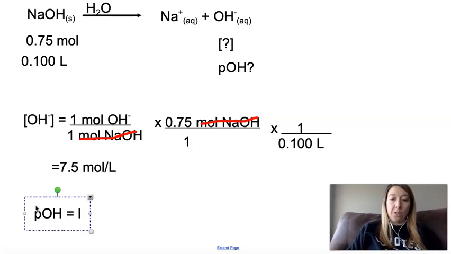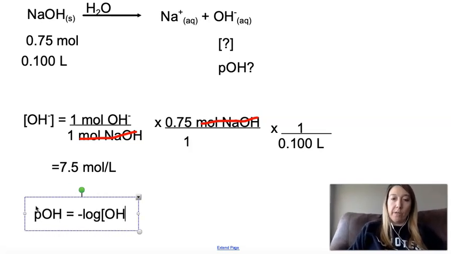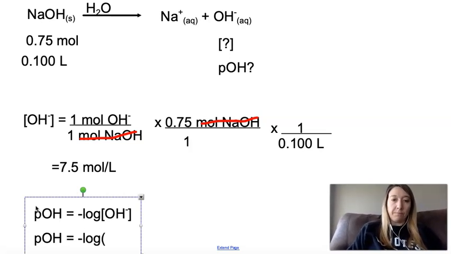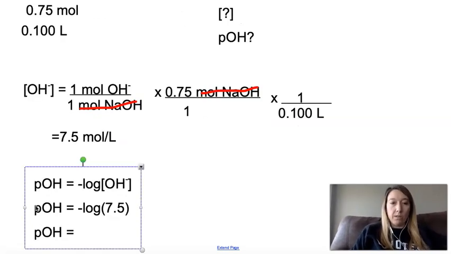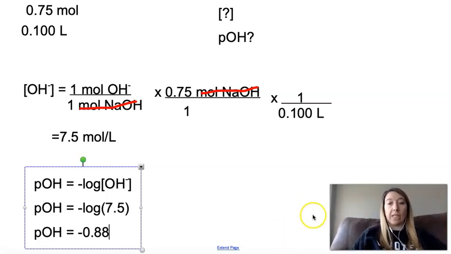So we do this calculation, negative log, and I missed the negative, concentration of OH minus. So we are going to plug that number in, so negative log of 7.5. And as our answer, we are going to get negative 0.88, when we account for those sig digs, okay?